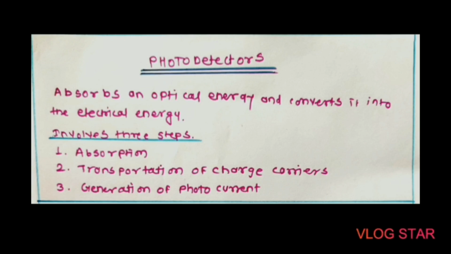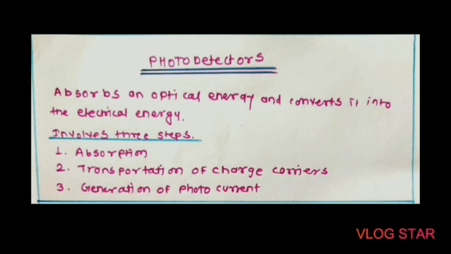As we know that light sources emit light, that means they are converting electrical energy into optical energy. They are used in the transmitter section of the communication system. Now at the receiver section, there should be a certain device which will convert the optical signal into the original electrical signal. This is achieved with the help of photodetectors.